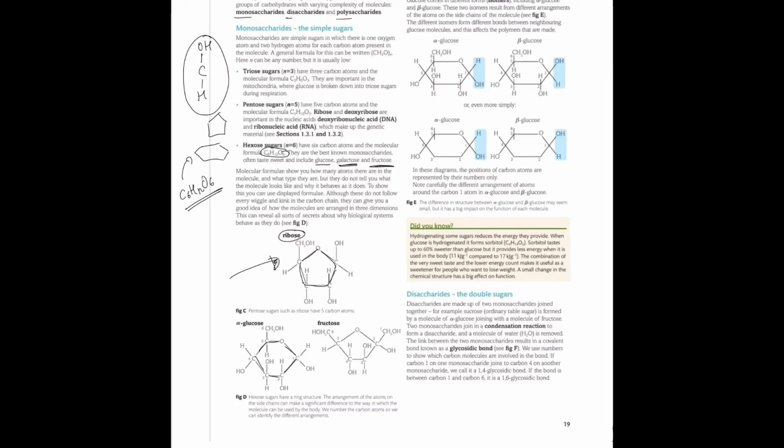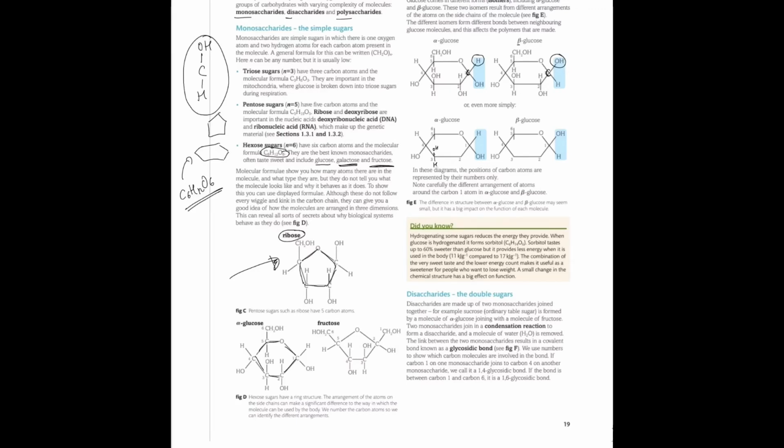Here, alpha glucose has the H atom on carbon 1 pointing upmost, whereas in beta glucose it is the OH group on carbon 1 that points upmost. That's the only difference. Here they've just drawn it, but they've removed the OH and the H's. In these diagrams, the positions of carbon atoms are represented by their numbers only. Note carefully the different arrangement of atoms around the carbon 1 atom in alpha and beta glucose.